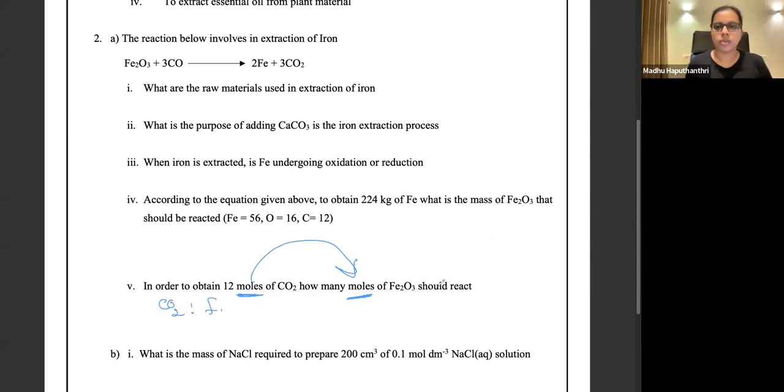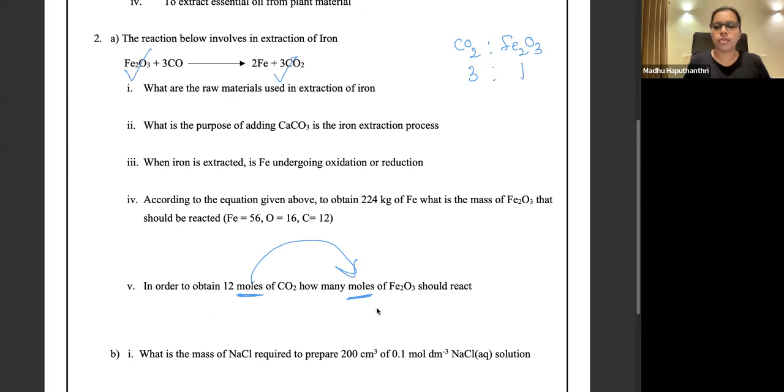CO2 to, should I take it here? Then it's more spacious. CO2 to Fe2O3. I'll look at the equation at the top. CO2 to Fe2O3. See, CO2 to Fe2O3 is 3 to 1. 3 is coming under CO2. See, 3 is to 1.